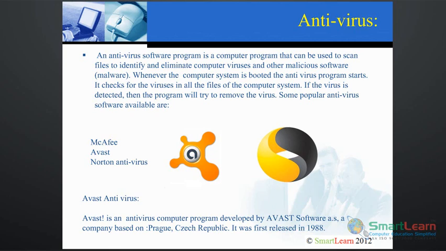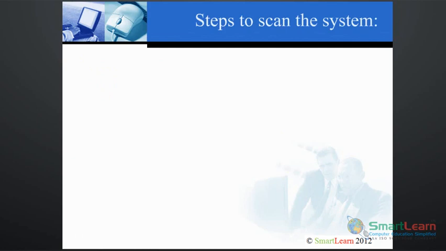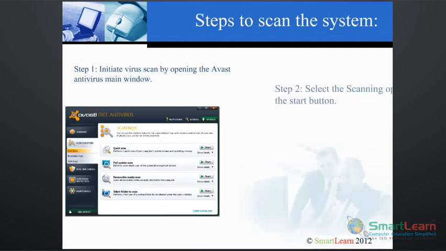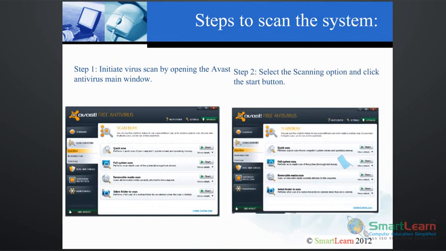Avast is an antivirus computer program developed by Avast Software, a.s., a company based in Prague, Czech Republic. It was first released in 1988. Follow the steps to scan the system. Step 1. Initiate virus scan by opening the Avast antivirus main window. Step 2. Select the scanning option and click the Start button.